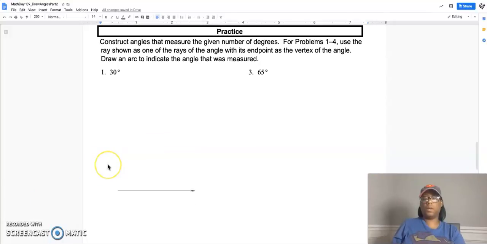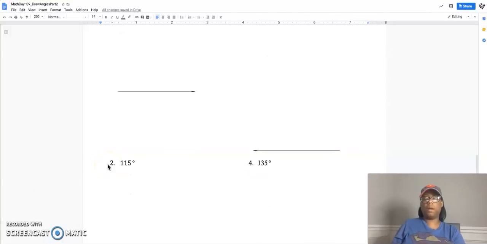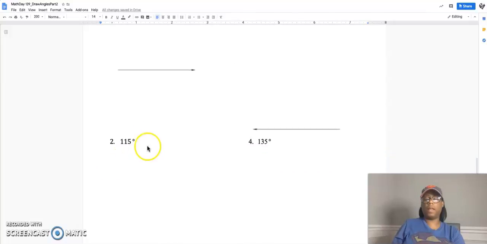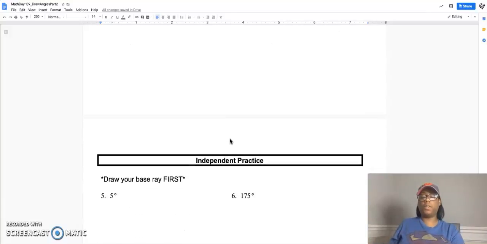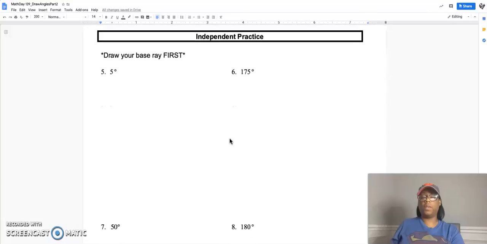Questions number 2 and 4 are exactly the same, but if we look at the amount of each angle, we can automatically tell that they will be obtuse angles, so they will be wider than the ones that I just made. But I do want you to make sure that when you're doing the independent practice that you draw your base ray first. That's important. If you draw your base ray and you start from your vertices, your angle will be accurate to the degree.